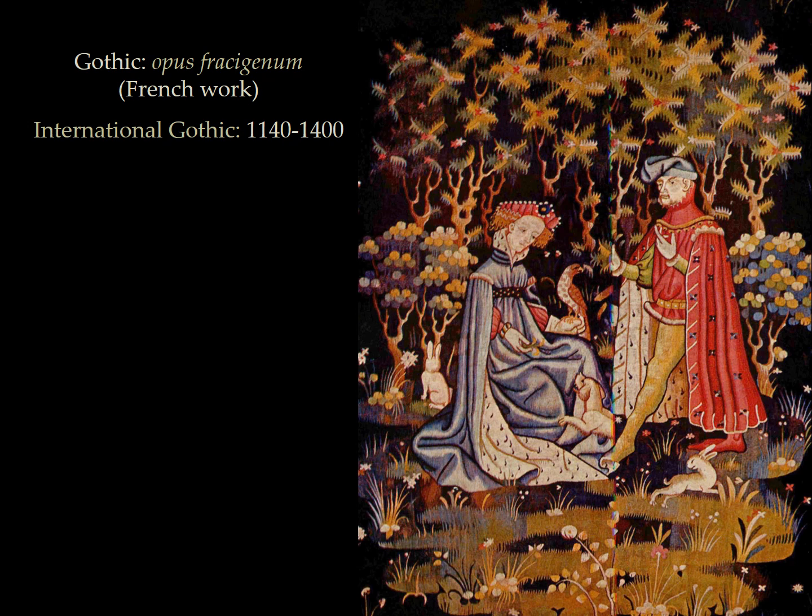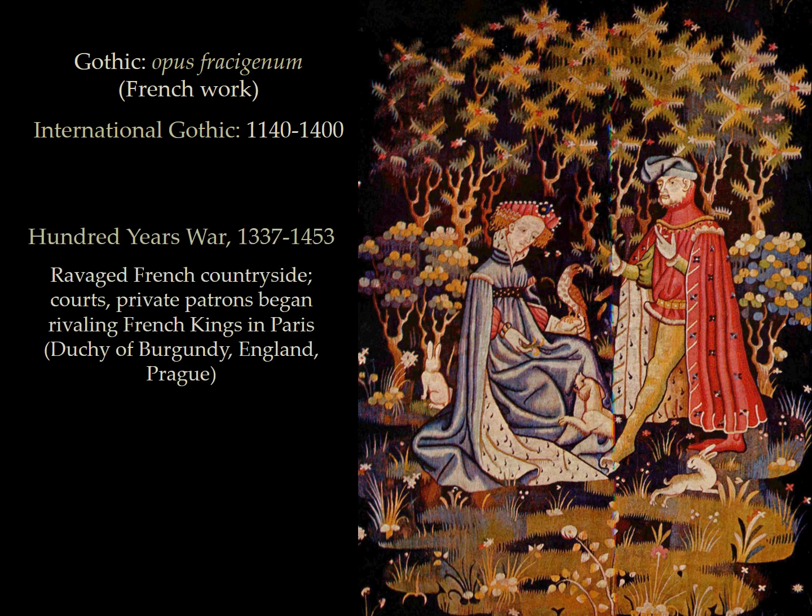In actuality, the Gothic style is more properly known as opus Francigenum, that being French work, and this international Gothic style, which would last from 1140 until 1400, reflects the ideals of the court seen in France and espoused by the French monarchy. Now, the time period in which we will be discussing is going to be that of the Hundred Years' War that lasted from 1337 until 1453.